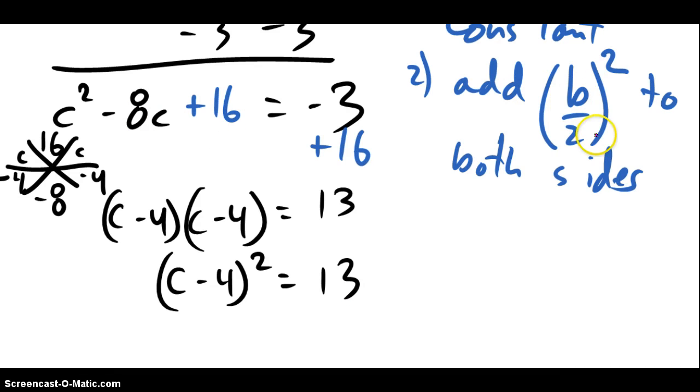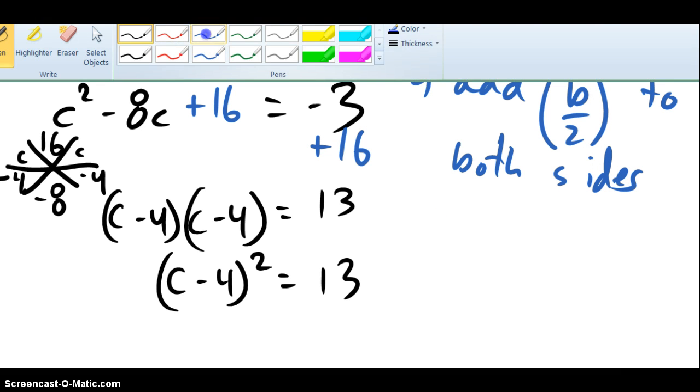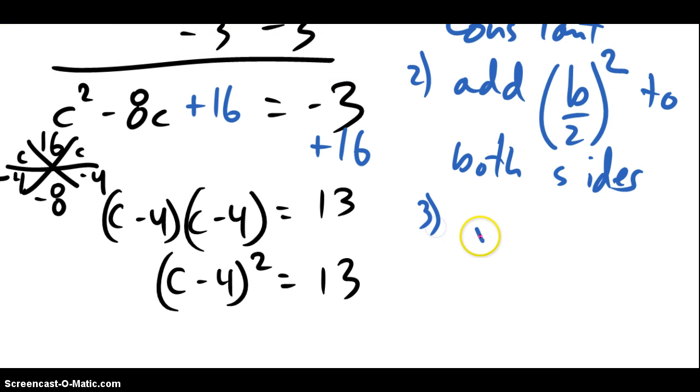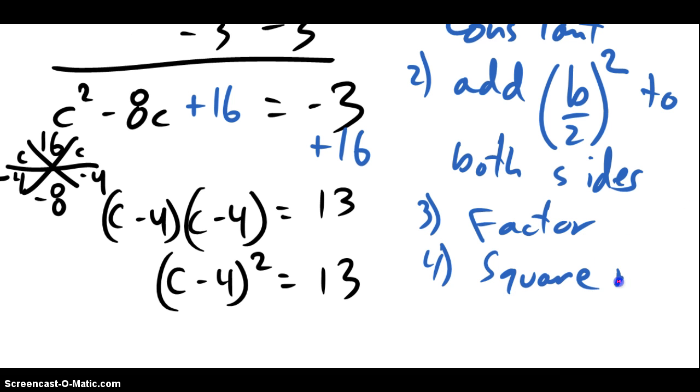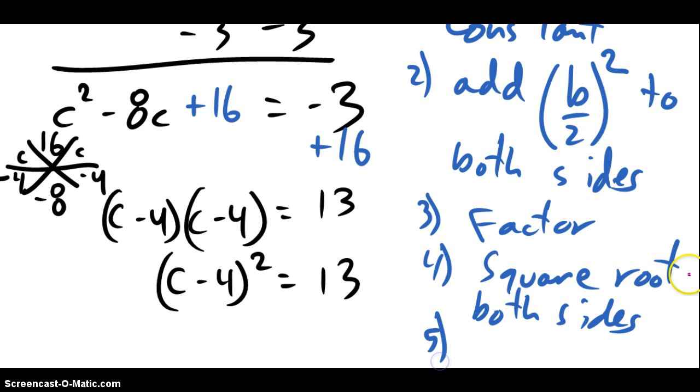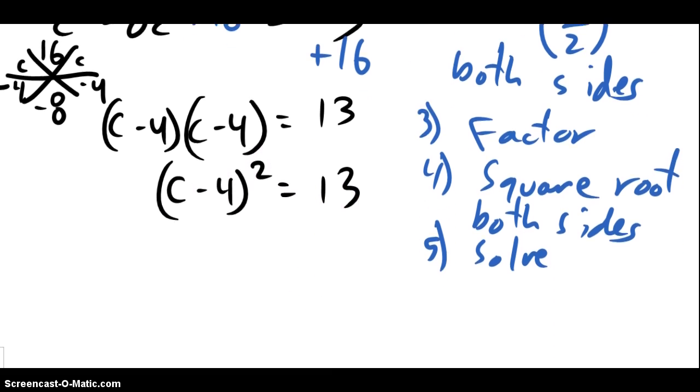Okay, add b over 2 quantity squared to both sides, and then step 3, factor, and then square root both sides. Right, and then solve. In this case, we're just going to solve it just like we solved the previous ones, right? Square root both sides.